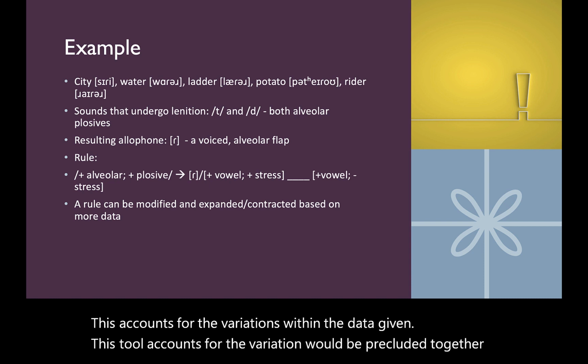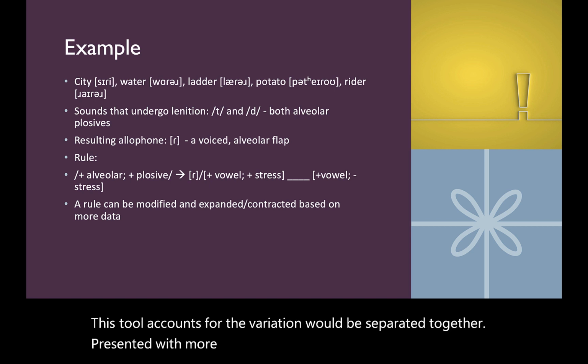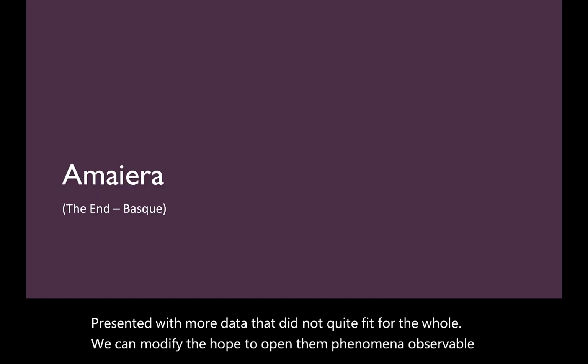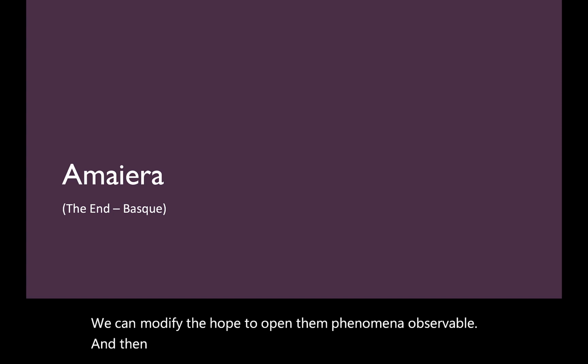However, if presented with more data that do not quite fit with the rule, we can modify the rule to represent the phenomena observable in all the data we have. And that is how we write a phonological rule.